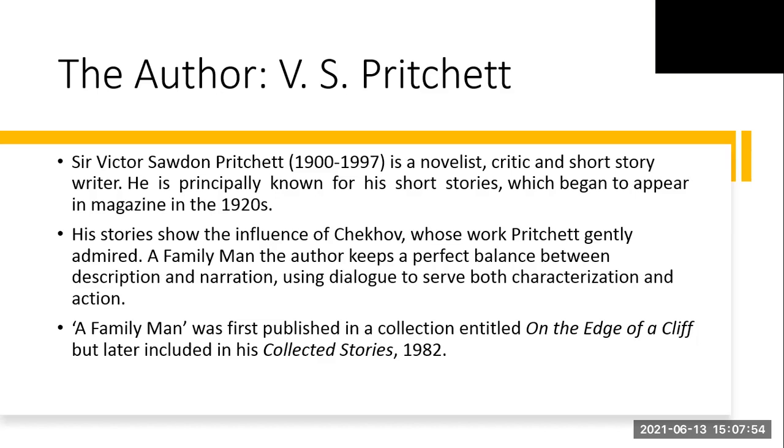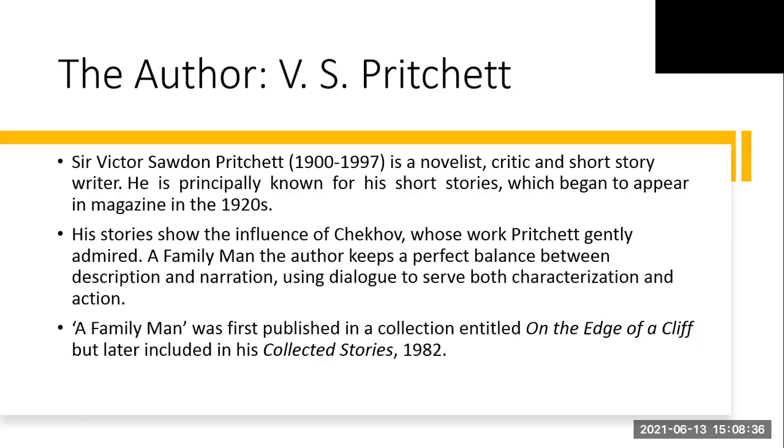In this story, which is called A Family Man, رجل عائلة, Pritchett keeps a perfect balance between description, الوصف, and narration, السرد. And there is a difference between the two, as you know. Description, you keep describing a character, an appearance, a place, a feeling. Narration is سرد, you are telling us what happened. This happened, and then this happened, and then this happened.